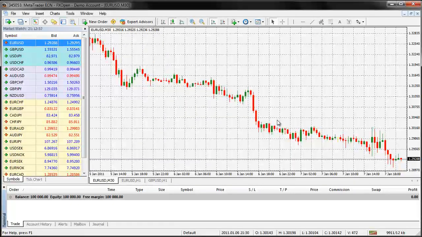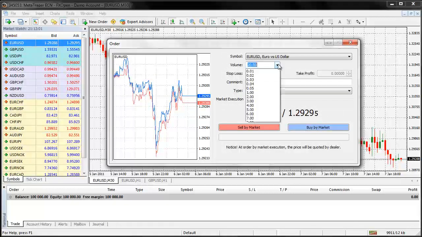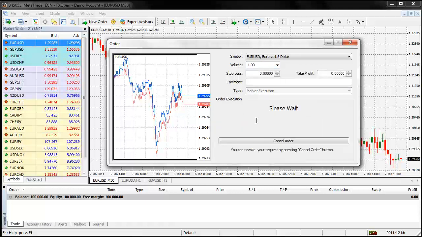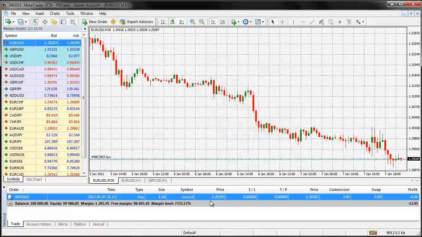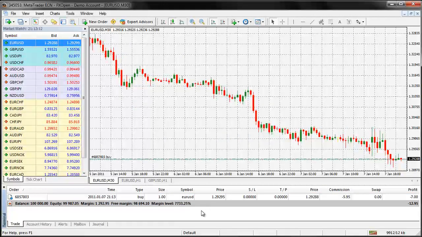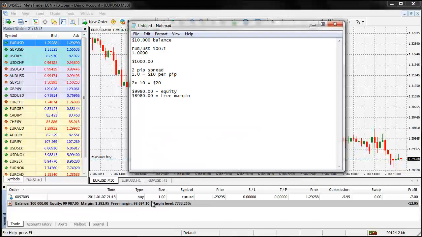All right, so we can go ahead. Let's say, for instance, that I felt this trade was going to go up. So I'm going to put in one lot and just click on buy, for argument's sake. Okay, so we can now see these figures coming through as what I'm trying to explain.